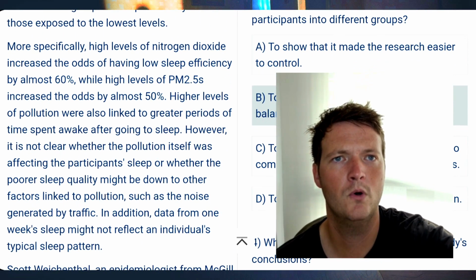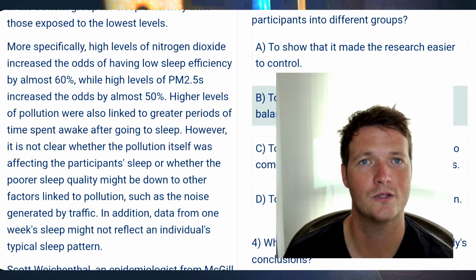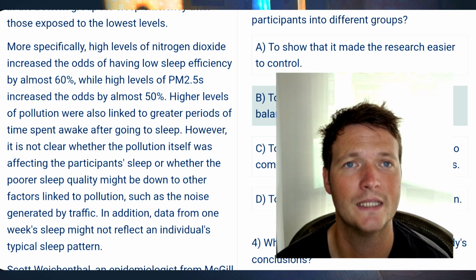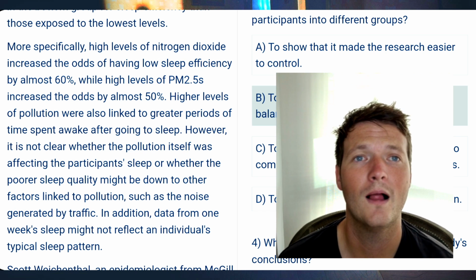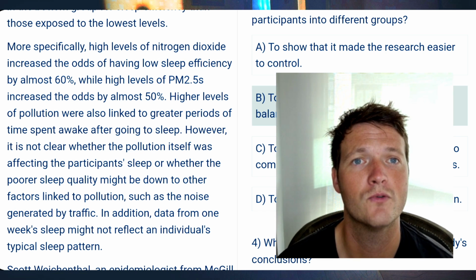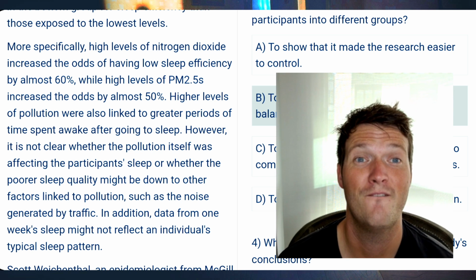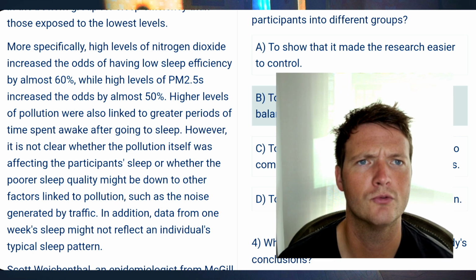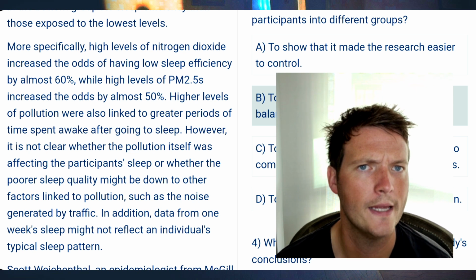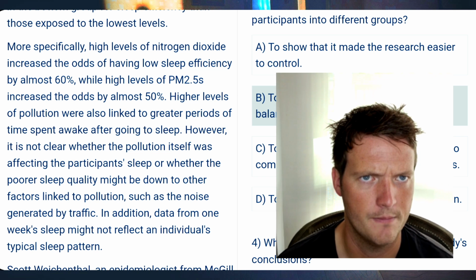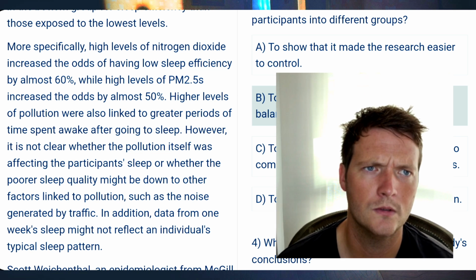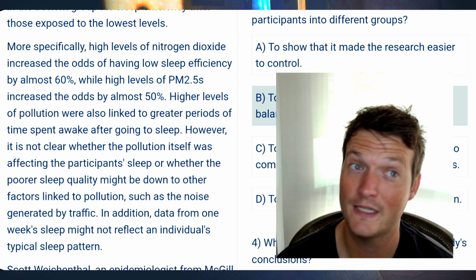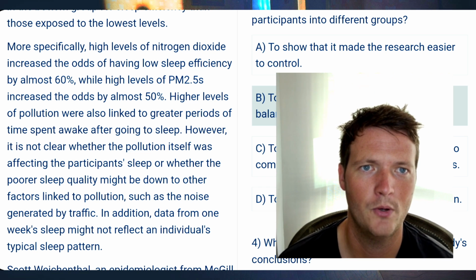So, more specifically, high levels of nitrogen dioxide increase the odds of having low sleep efficiency by almost 60%, while high levels of PM 2.5s increase the odds by almost 50%. Higher levels of pollution were also linked to greater periods of time spent awake after sleep. None of this is really telling us what the writer thinks about these conclusions. Maybe here when he says, however, some contrasting point is going to be made.